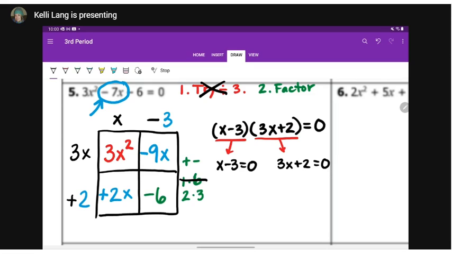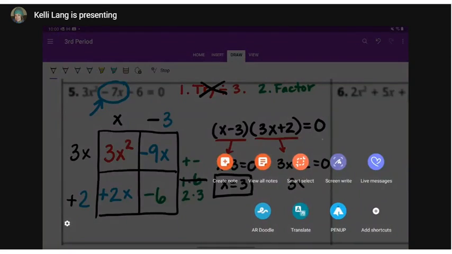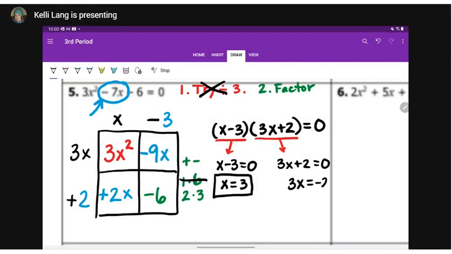We can solve both of these little mini equations for x. For the first one, I would just add 3 to both sides. So you get x equals 3. On the second factor that we have set equal to 0, I'm going to have to do more steps. First, you have to subtract 2 from both sides. And then you have to divide both sides by 3. So we've got a multi-step solve here that gives us a fraction as an answer. Our answer will be x equals negative 2/3.